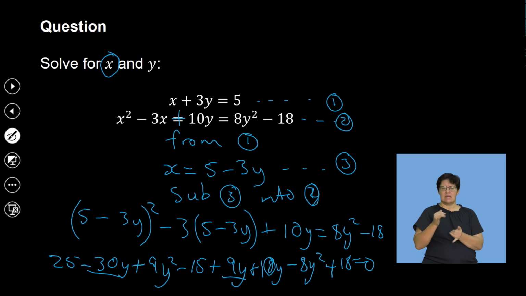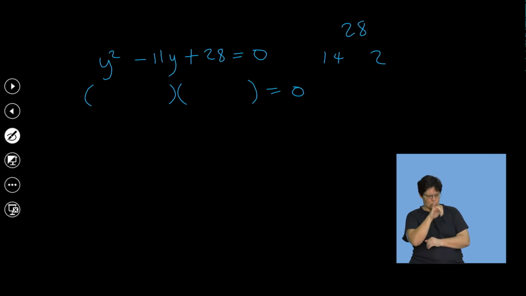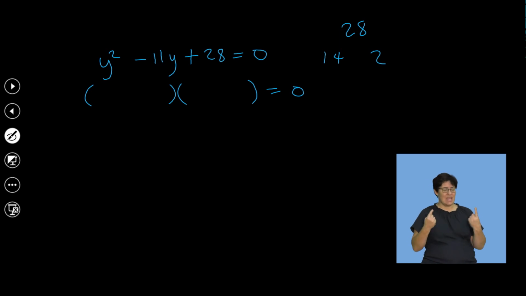So that is fine. 25, 15, that gives me 10. And then the 18 there, that gives me 28, okay? So we did do the right thing. And then 9y squared and the 8y squared will definitely give me y squared, all right? So you can see then, if you are not able to find your factors, you just go to the quadratic equation, right? So quickly, I'm just going to test this quickly.